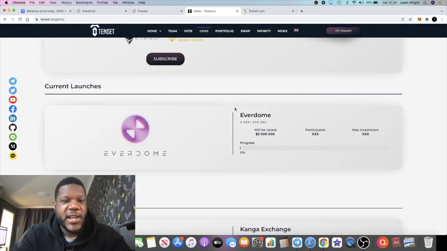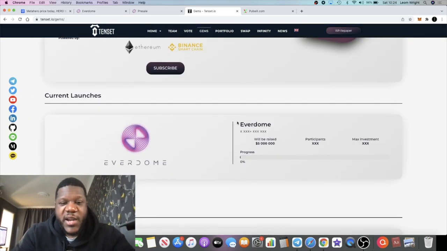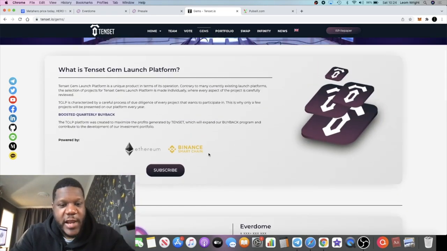Now, for the Tenset subscription, you will be able to take part in the Everdome pre-sale or IDO. $5 million is allocated to that. We don't know how many participants yet. We don't know what the max investment is going to be yet, but that will be taking place on the 24th of January, so just 2 days from now.